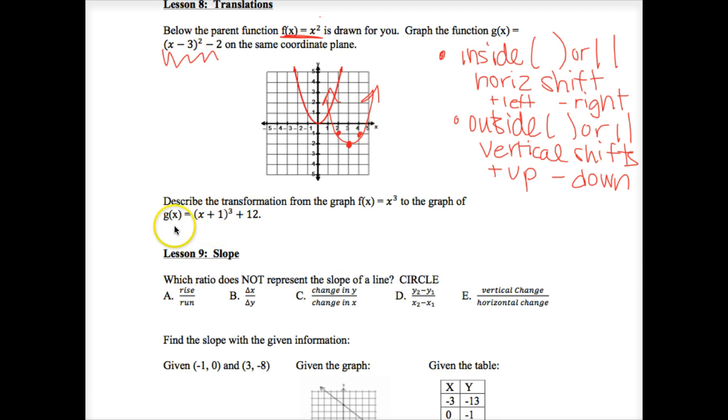So same thing here. You look at this. This one's a cubic. It doesn't matter. Just inside, outside is all I need to know. So positive on the inside means left. So that's a horizontal shift. Don't forget to name the transformation. Left 1, and then also a vertical shift up 12.